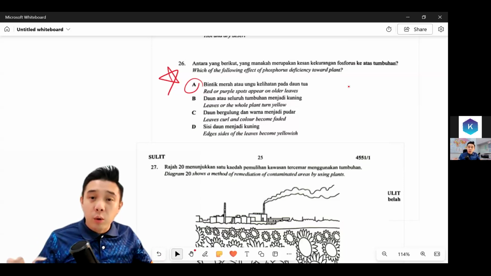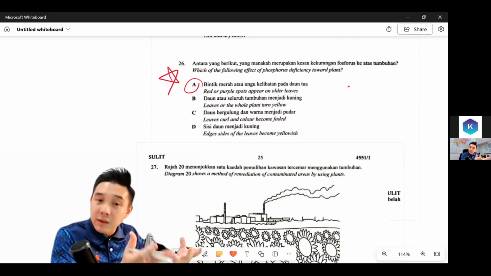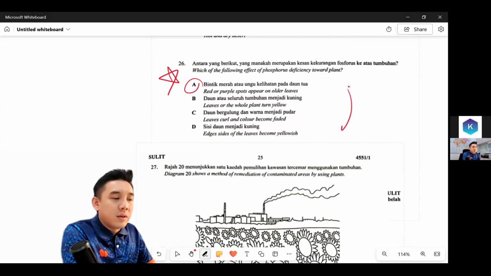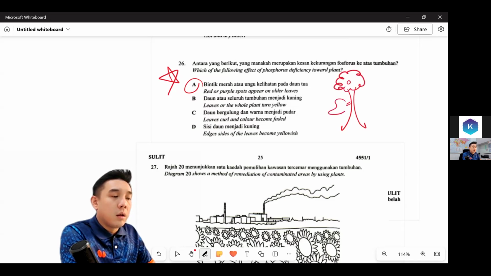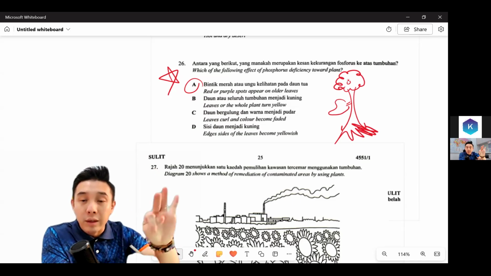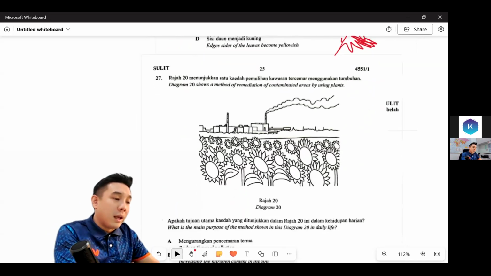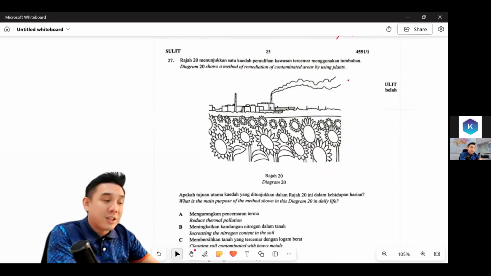Even your textbook does have this. Draw one star, please take note. I always teach students this way. It is involved in flowering, fruiting, and root development. Okay, flowering, fruit development, root development.